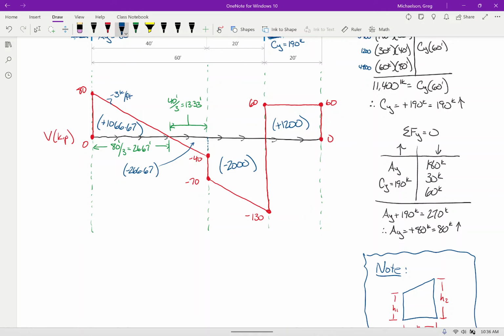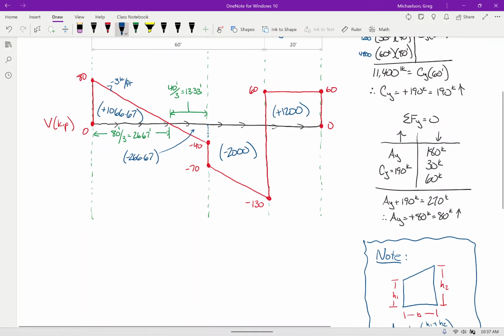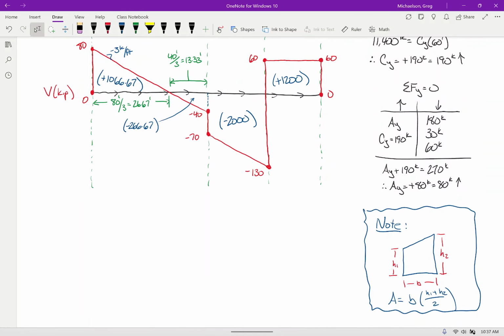So here's the point, right? Why does the shear diagram start at 0 and end at 0? Because the sum of the forces in the y direction are 0. Why do the areas add up to 0? Because the sum of moments are 0. That's what that means, okay? Does that make sense? Okay. So far, so good? Okay.